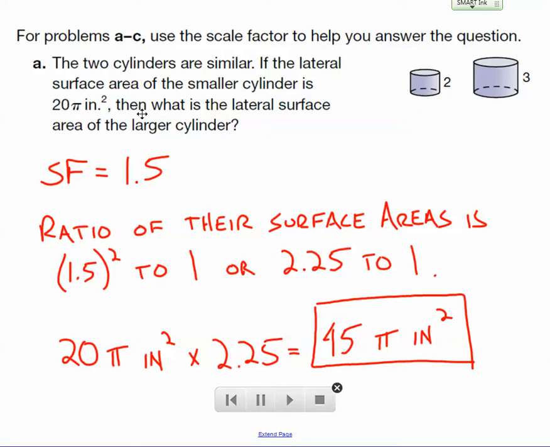So we got to use the scale factor to figure out that the areas are 2.25 times as much on the bigger one, and then we'll take that smaller lateral surface area and we'll multiply it by 2.25 to get the bigger lateral surface area.